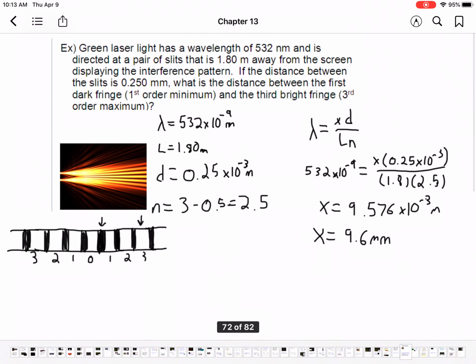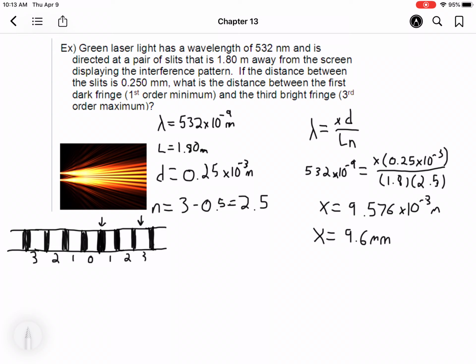Alrighty, so a green laser light has a wavelength of 532 nanometers and is directed at a pair of slits that is 1.8 meters from the screen. Okay, so the 532 nanometers, I wrote that down here in meters, and then the screen is 1.8 meters away, so the length to the screen is 1.8. The distance between the slits is 0.25 millimeters, so I put 0.25 times 10 to the negative 3, again, meters.